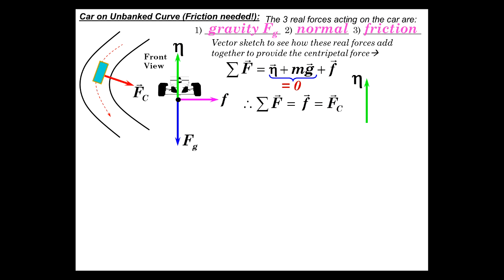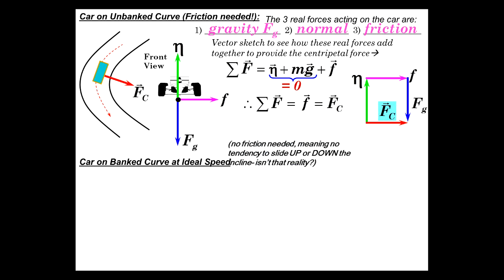All right, we're going to add them together now. There's normal. Let's add friction onto that, tail to tip, and weight, and you see those three real forces add together to give us the centripetal force. Once again, it makes sense.